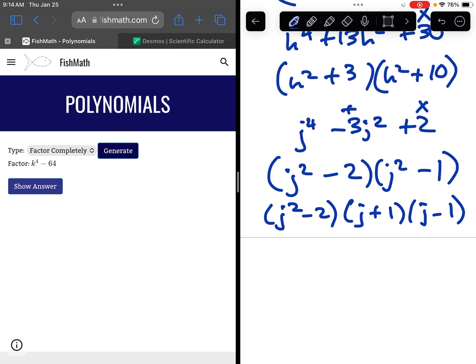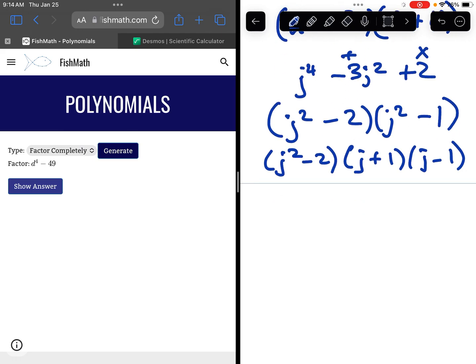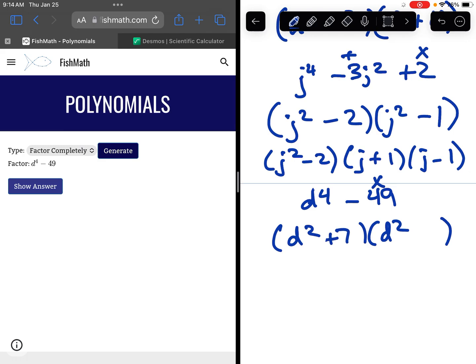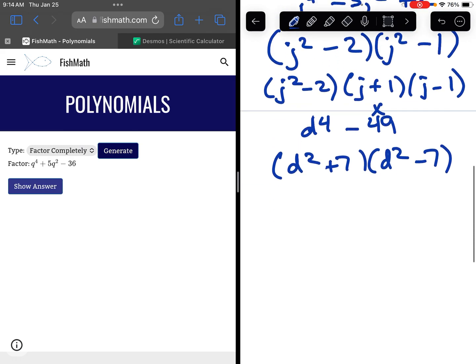Let's just do one more here. Well, that one actually would have been a good one. I should not skip that one. Let's try this one. d to the fourth minus 49. That'll be d squared in both parts, and there is no middle term. We're adding to 0, so we're multiplying to negative 49, but they're adding to 0, which means one is positive 7, one is negative 7. 7 is not a square, so that one is also done.